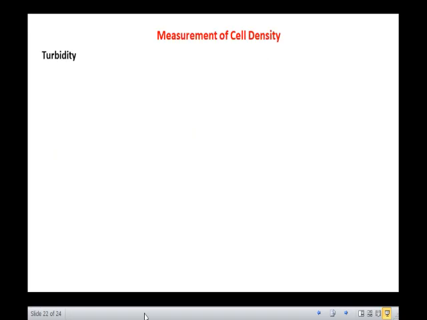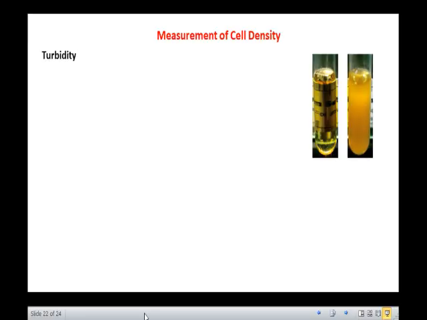The next method is measurement of cell density. When you prepare a liquid medium like nutrient broth and inoculate it with a bacterial culture, say E. coli, and incubate it, you observe that the medium which was clear previously has now become very turbid. The turbidity is actually an indication of bacterial growth. The more turbid the medium, the more growth in the medium.